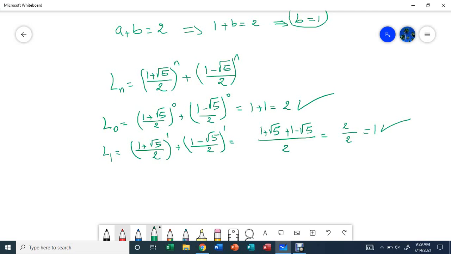So this is the closed formula for Lucas numbers, given those initial conditions L0 equals 2 and L1 equals 1.